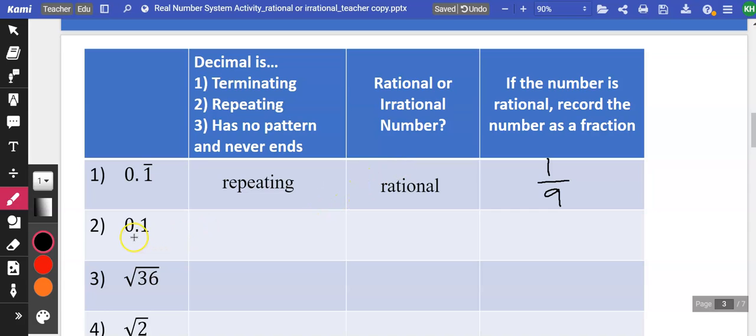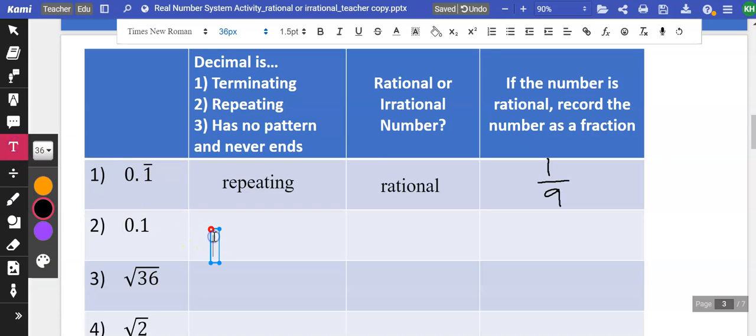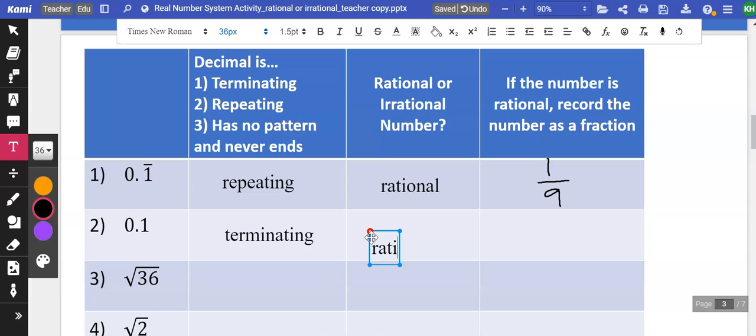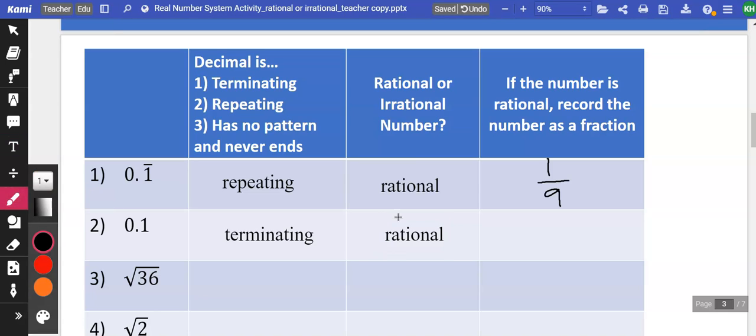Let's look at example 2, 0.1. It looks similar to number 1, but 0.1 ends. It terminates. It doesn't keep going on forever. So this is called a terminating decimal. And all terminating decimals are rational numbers because they can be written as fractions. Now, to change a terminating decimal to a fraction, you have to use place value. So the 1 is in the tenths place, so we place the 1 over 10 to change this decimal to a fraction.